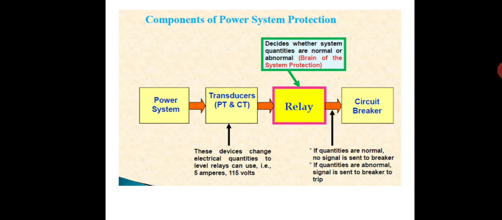Similarly, the voltage transformer, that is the potential transformer: whatever the high voltage on the primary side, it will be stepped down to a low voltage on the secondary side, such as 110 volts. The standard voltage is 110 volts. The primary side may be in kilovolts or megavolts, but the secondary side will be stepped down to 110 volts. This is done with the help of the number of turns.